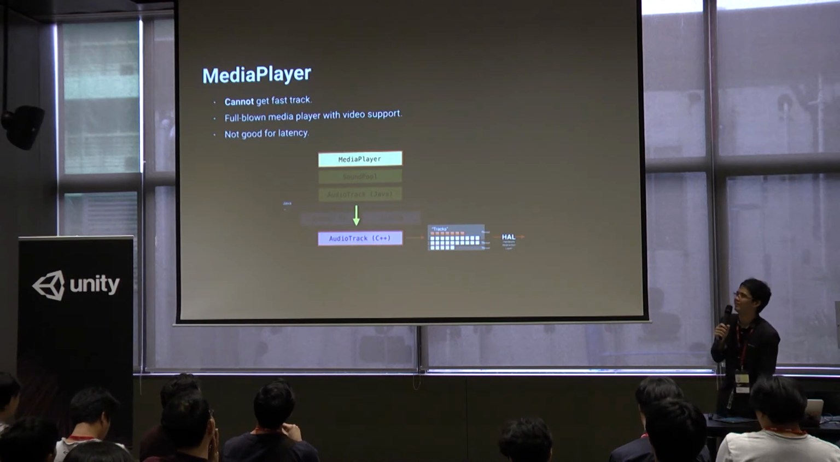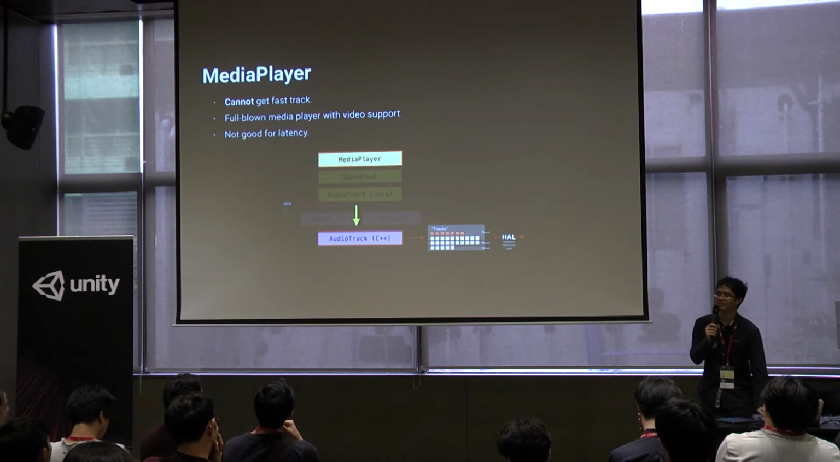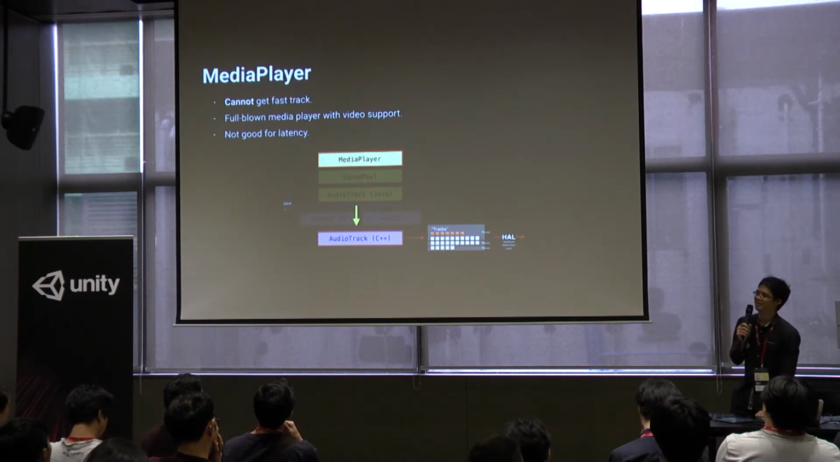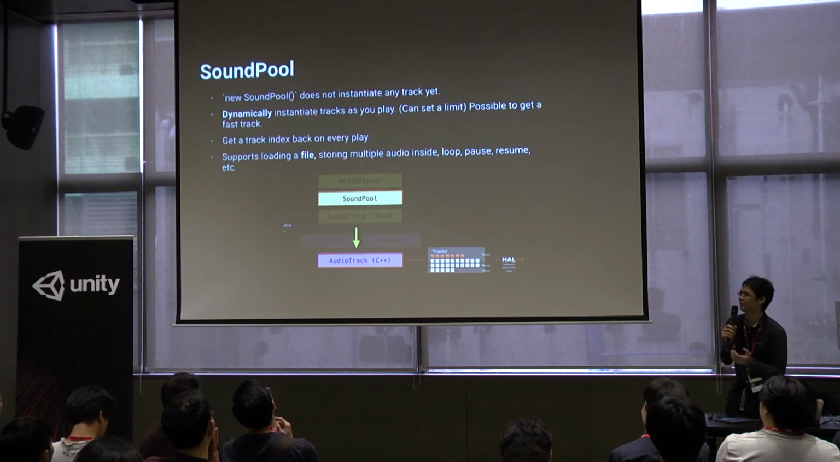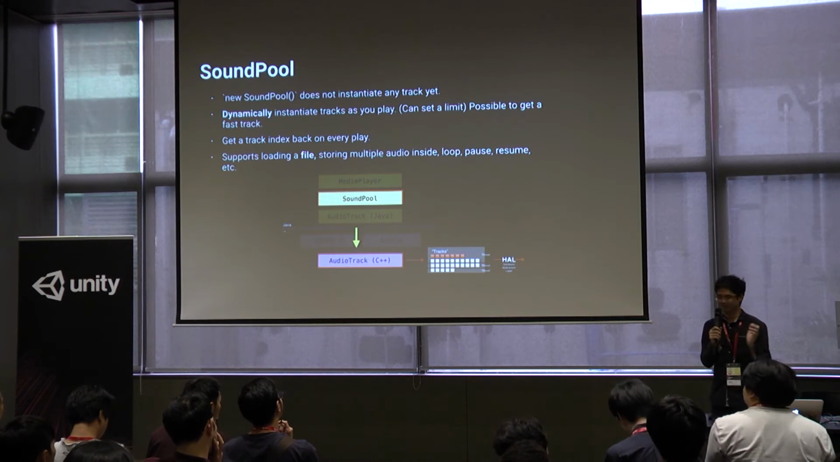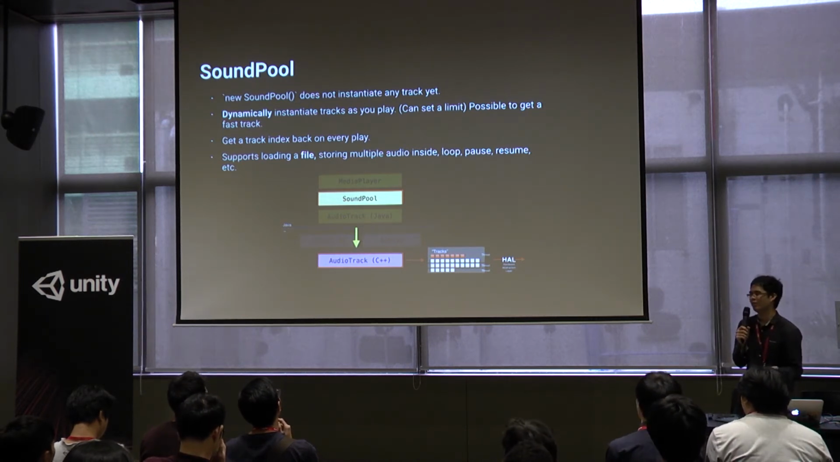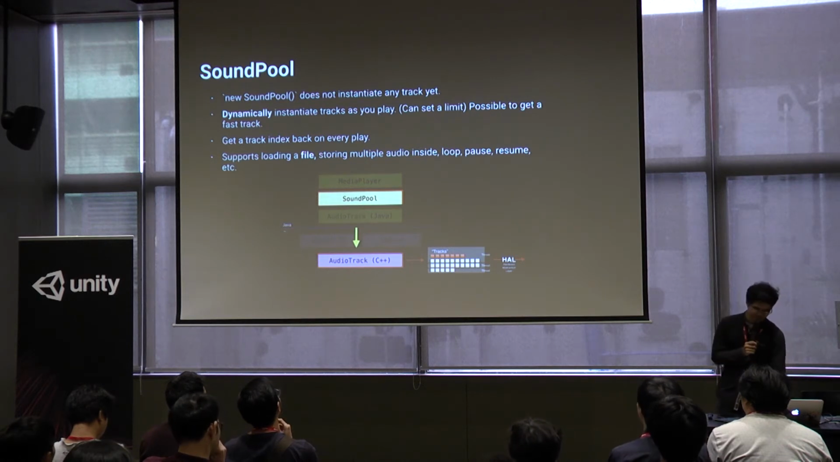And lastly, MediaPlayer is for playing music or something. You cannot get a fast track with MediaPlayer, but it can also play videos and something more. I forgot. With SoundPool, you can also pause and then set looping and then many more. You can resample also. You can play the audio faster intentionally.